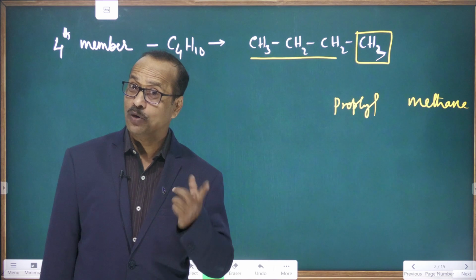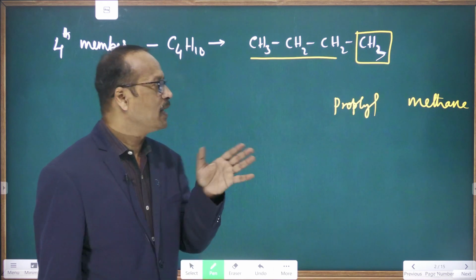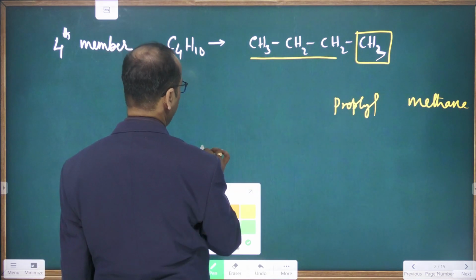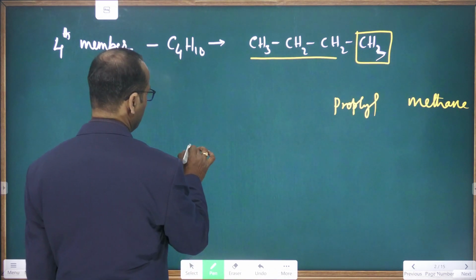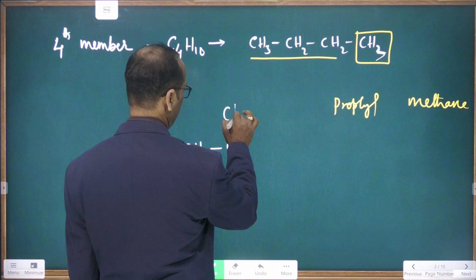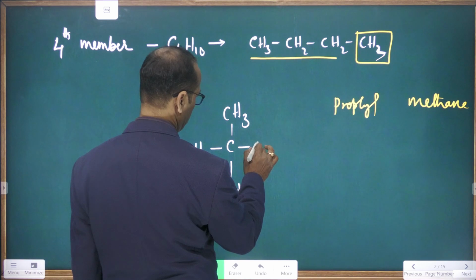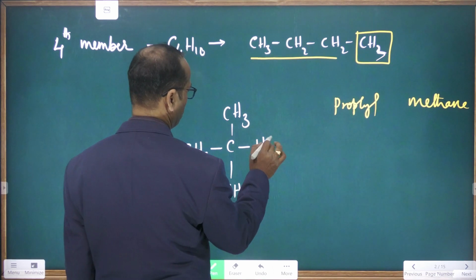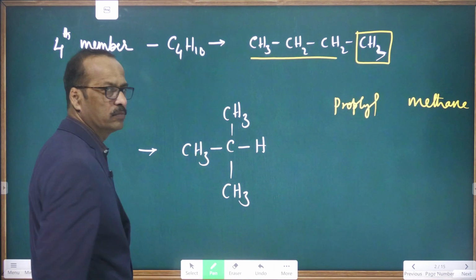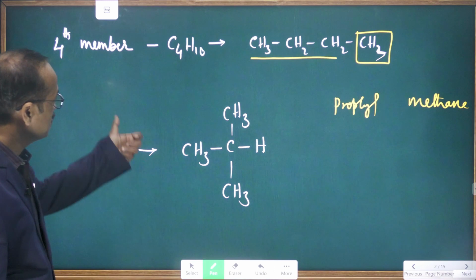No. What was the second rule I said? The carbon should be the central atom. Right? So you can take it in another way. How can we take the same structure? I'll take it like this: CH3, CH3, CH3, and H. Can I take it like this? So count the number of carbons: 1, 2, 3, 4. How many hydrogens? 3 plus 3 plus 3, 9 plus 1, 10. So this is satisfying.